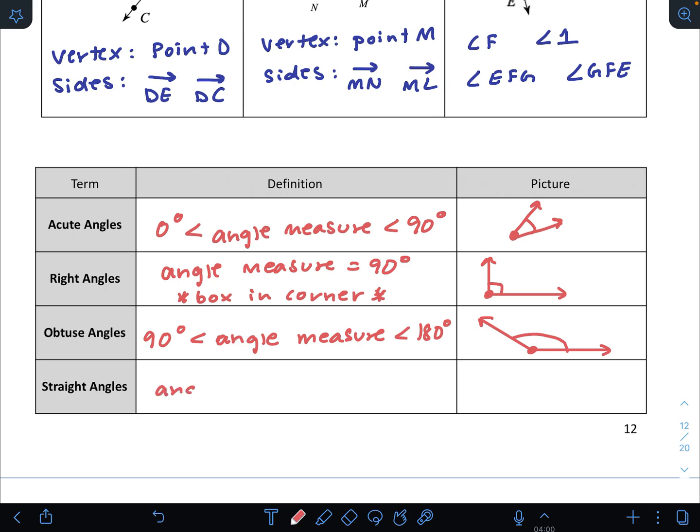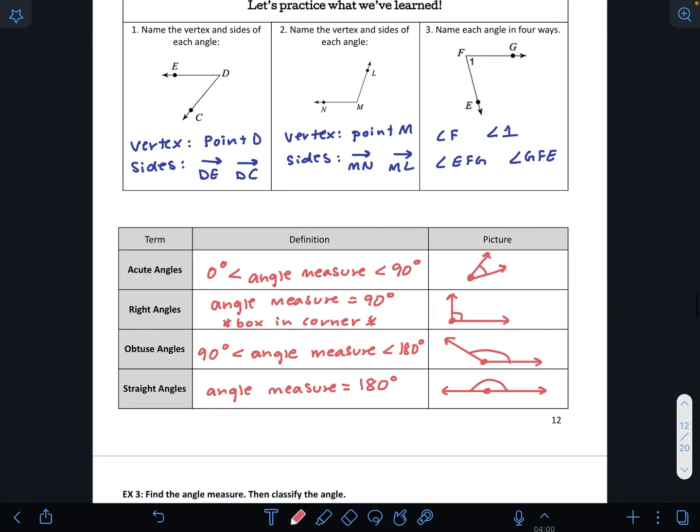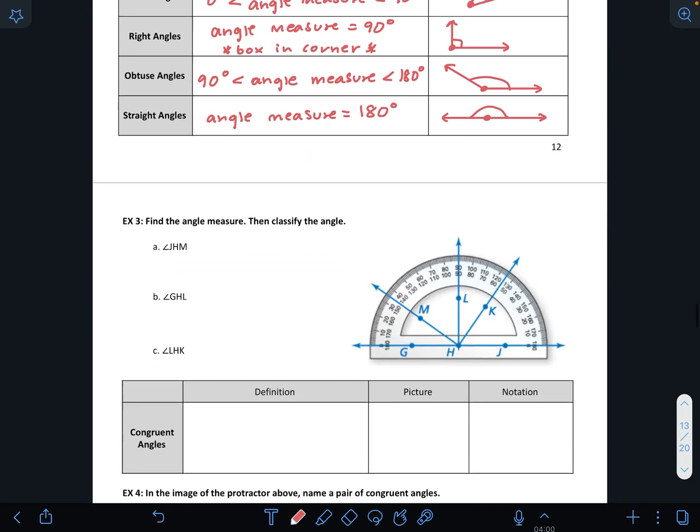A straight angle is the last type of angle we're going to talk about, and they have an angle measure that's exactly 180 degrees. So when we talk about opposite rays, they are always making a straight angle because they go completely in opposite directions, and they make up that straight line, which is 180 degrees. So again, I know I'm moving fast, but if you need to pause the video, please do that to catch up on vocab.